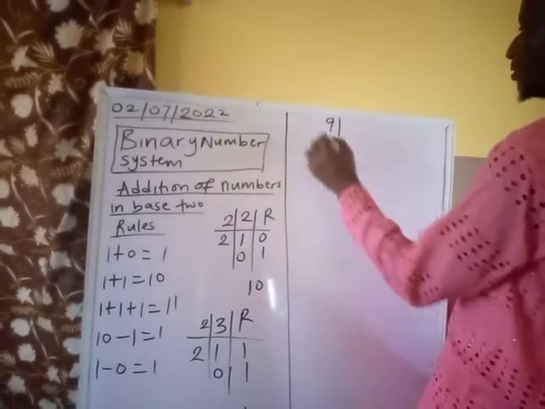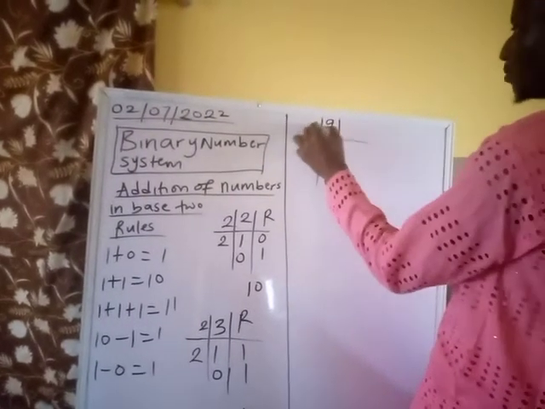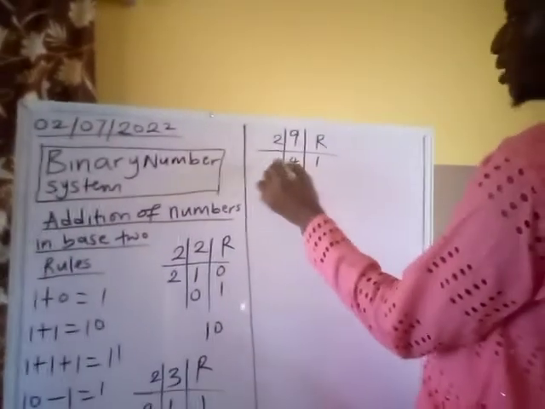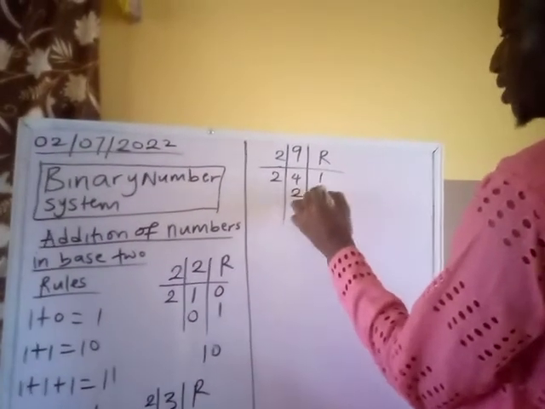So if you do it normally like this, normal long division, you have remainder here. 2 in 9 is 4, remainder 1. 2 in 4 is 2, remainder 0.